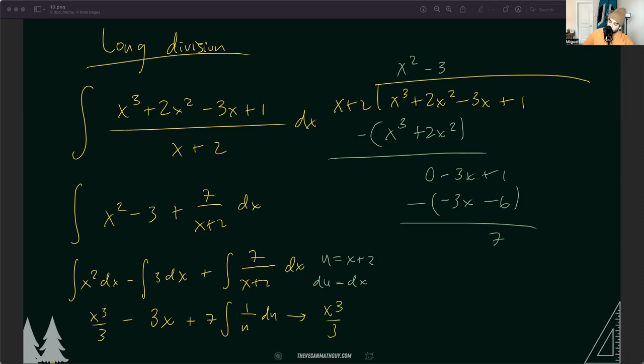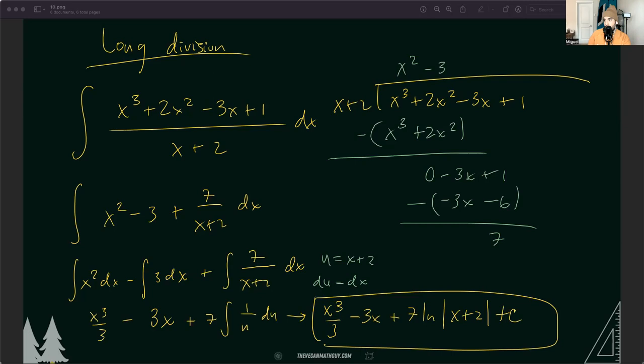And if you recall, the integral of 1 over u is just a natural log. So this is why it's good to kind of memorize this, because this is just going to become plus 7 natural log of our u value, which was x plus 2, and then plus c. Really nice. Again, this is a long division type problem. So whenever the numerator is larger than the denominator, you're just going to go ahead and use long division.